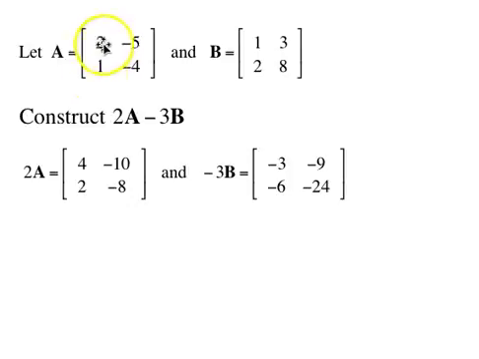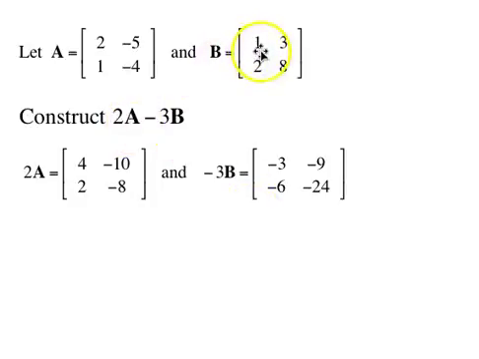Well, let's start with 2A. 2 times 2 is 4. 2 times -5 is -10. 2 times 1 is 2. 2 times -4 is -8. And rather than subtracting the matrices, I prefer to take -3 times B, and then we'll add 2A plus -3B, rather than 2A minus 3B.